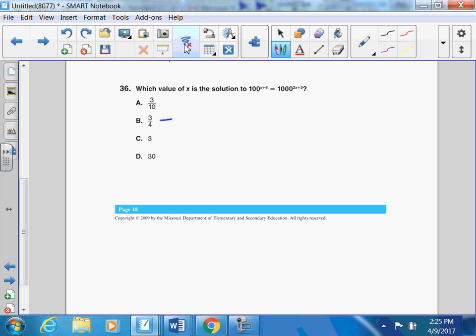3 divided by 4 is 0.75. So I'm going to plug 0.75 in for x. So it'll be 100 to the 6.75 power equals. Now, how did I get 6.75? Well, I plugged in 0.75 for x. 0.75 plus 6 is 6.75. So that should equal 1,000.